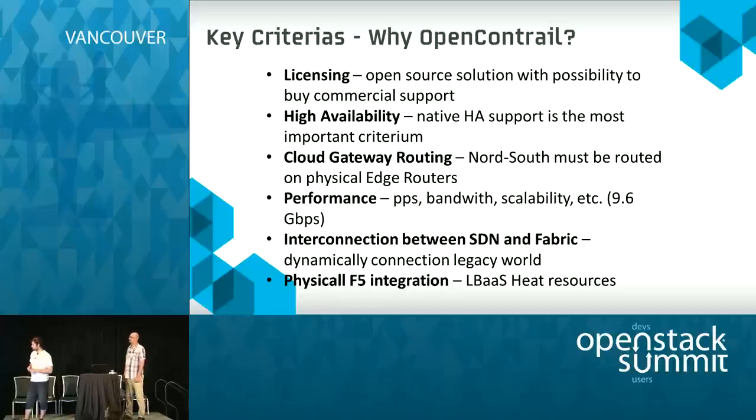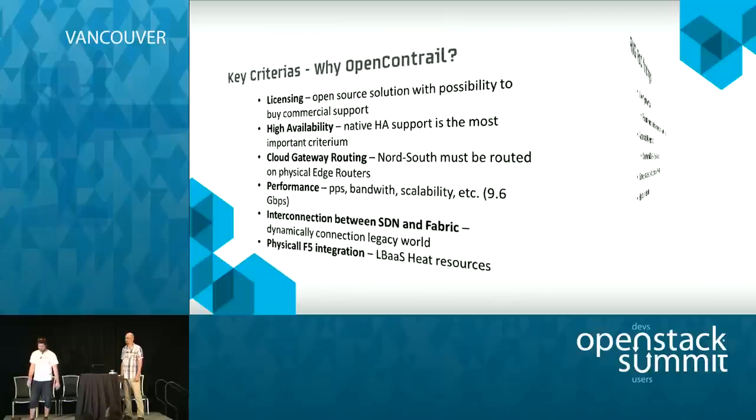And the last thing is the physical F5 integration. All solutions claim that they have integration for F5, but just in the graphical user interface, just for clicking, and we want to automate it. We don't want to use clicking buttons. So the idea is to use F5 integration through Heat resources and describe the whole infrastructure, including physical F5s, by Heat. It is now in the beta release of OpenContrail.